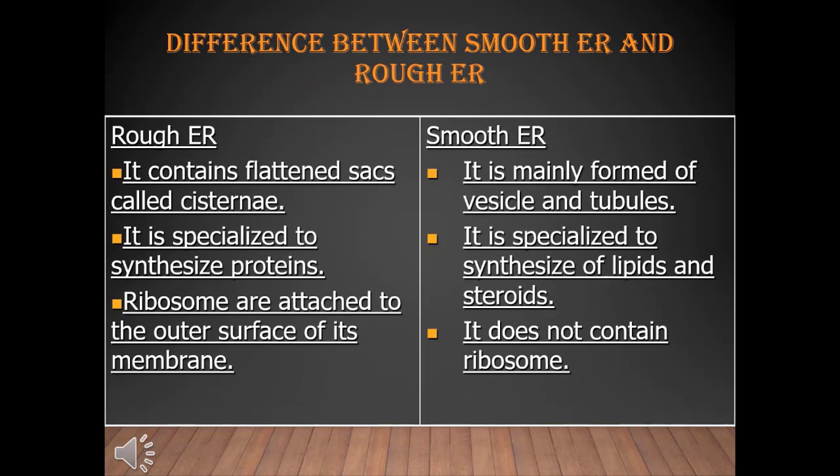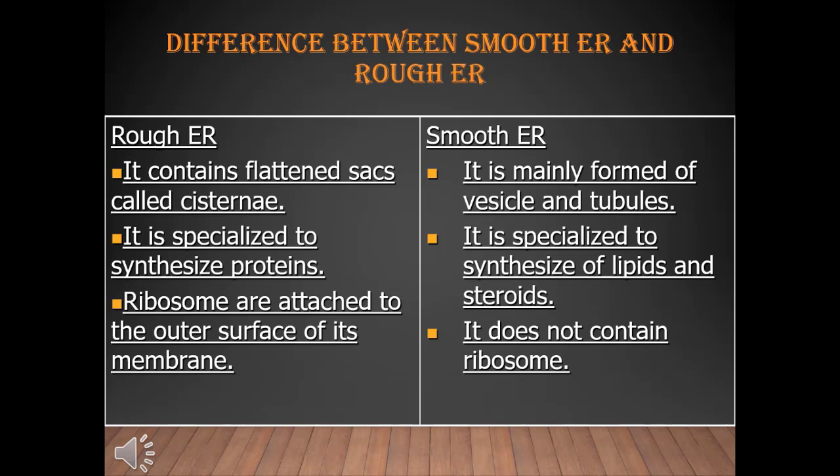Difference between a smooth endoplasmic reticulum and rough endoplasmic reticulum. Let's start with rough endoplasmic reticulum. It contains flattened sacs called cisternae. It is specialized to synthesize proteins. Ribosomes are attached to the outer surface of its membrane.